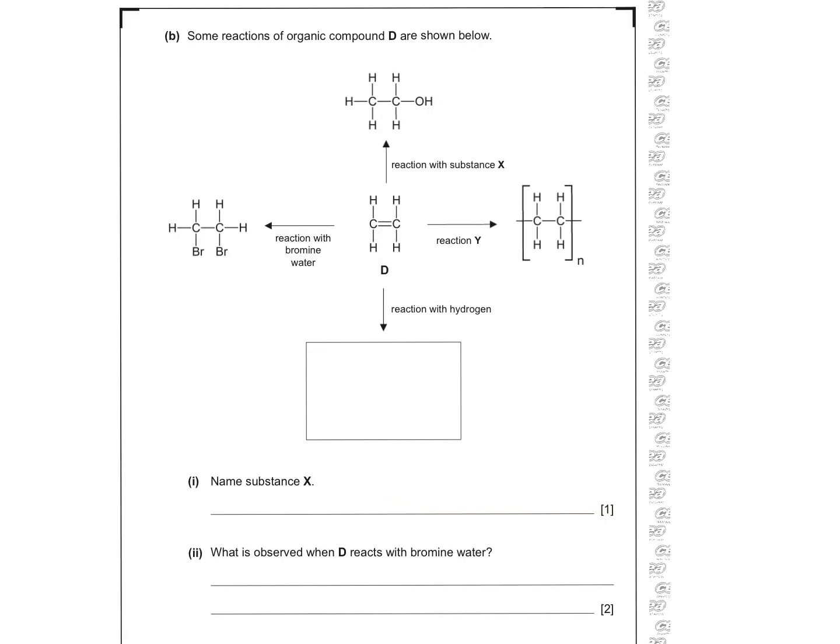Part B, name substance X. Well, we're going from an alkene here to an alcohol. And if you look, you can see that an H and an OH has been added to it. Now, it's not water, because water won't react with the alkene, which in this case is ethene. So it's steam.